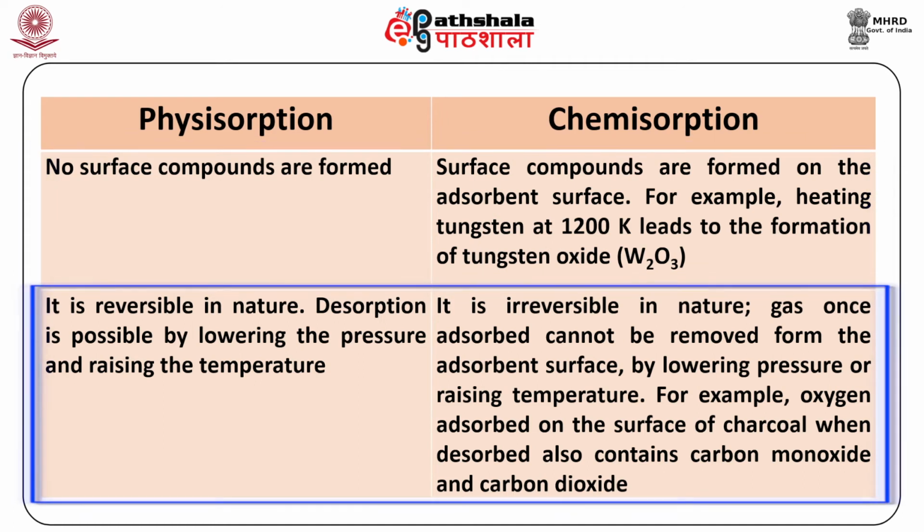Number 5. Physisorption is reversible in nature. Desorption is possible by lowering the pressure and raising the temperature, whereas chemisorption is irreversible in nature. Gas once adsorbed cannot be removed from the adsorbent surface by lowering the pressure or raising the temperature. For example, the oxygen adsorbed on the surface of charcoal when desorbed also contains carbon monoxide and carbon dioxide.